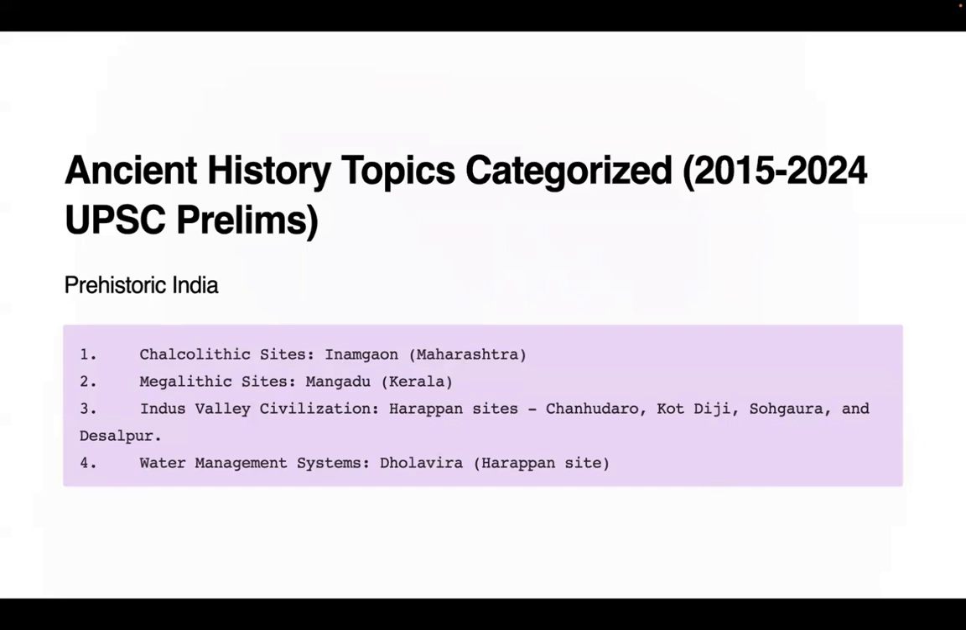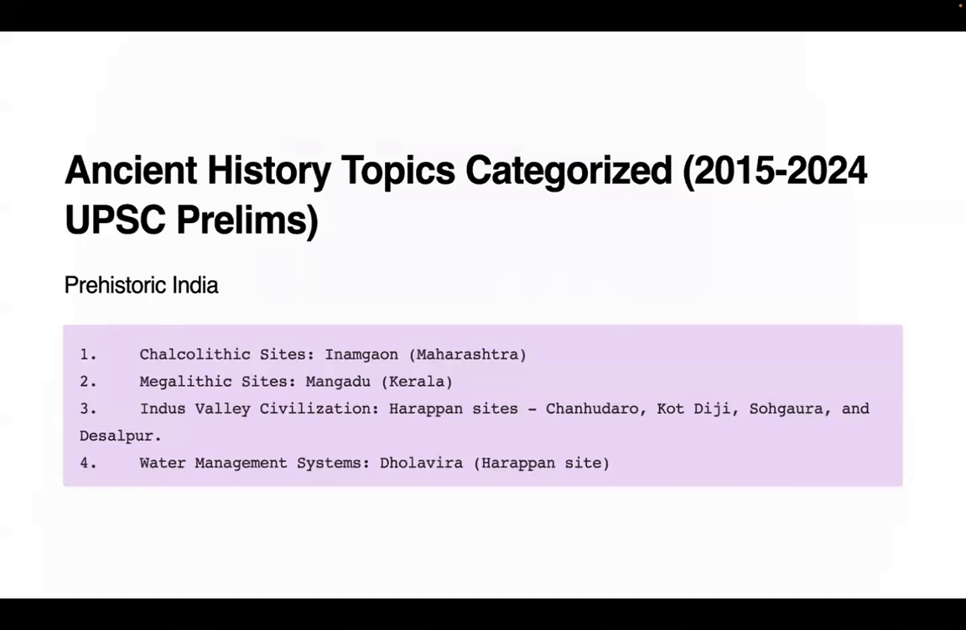The third is Indus Valley civilization. So in Indus Valley civilization, there are the Harappan sites. They have asked Chanhudaro, Kotdiji, Sohagura, Desalpur, right? So again, the Indus Valley sites and the important findings. If you prepare this, nothing you can make wrong in this topic. I can guarantee you.